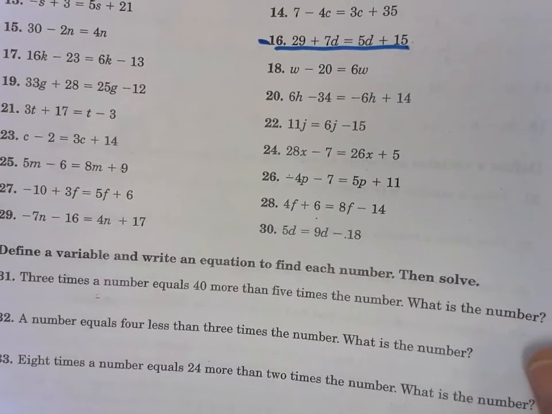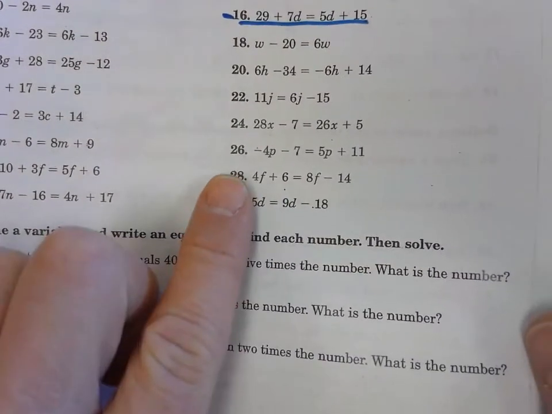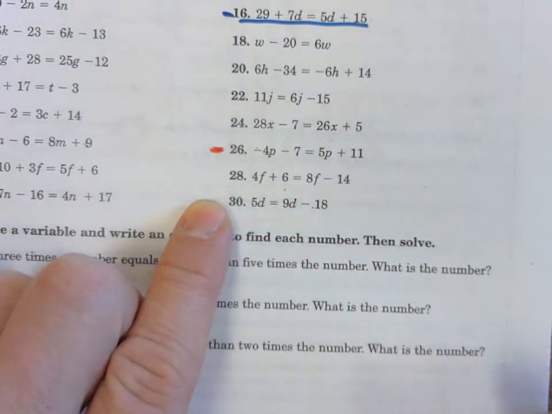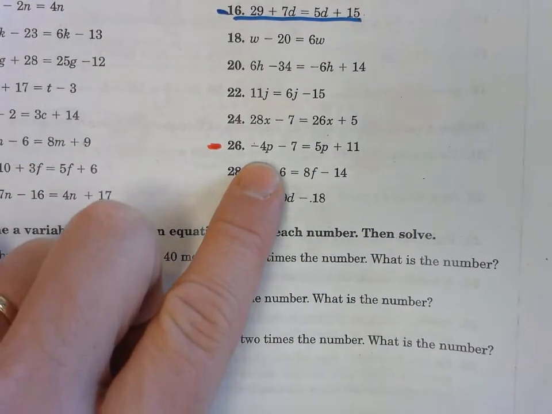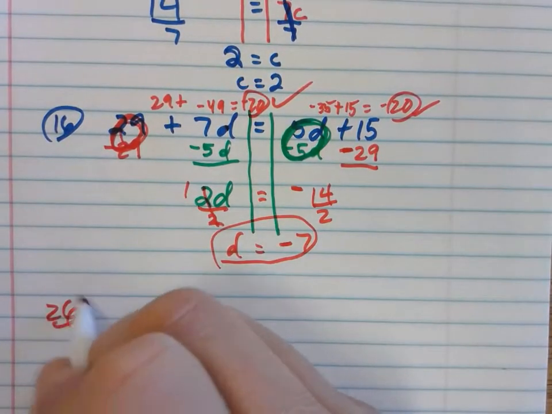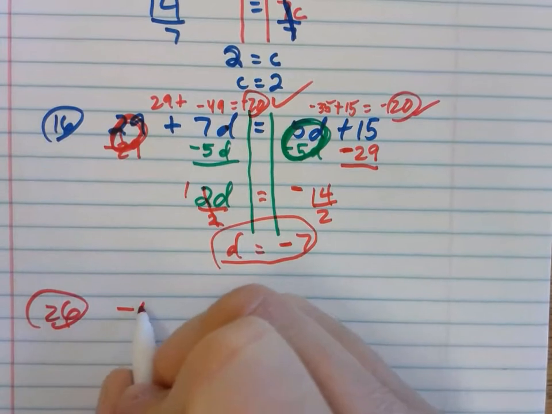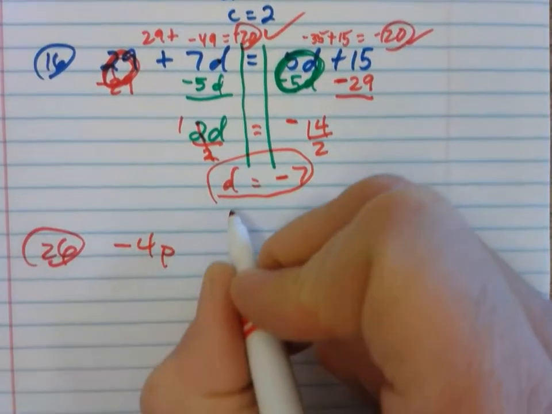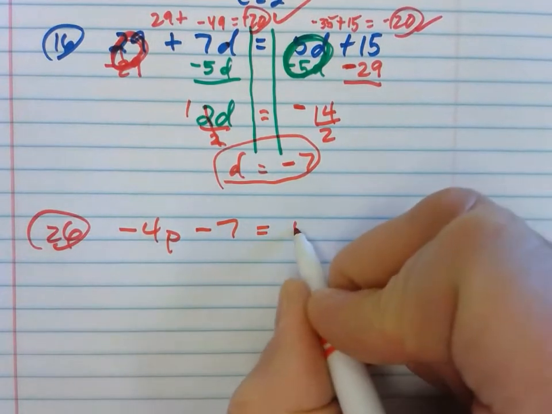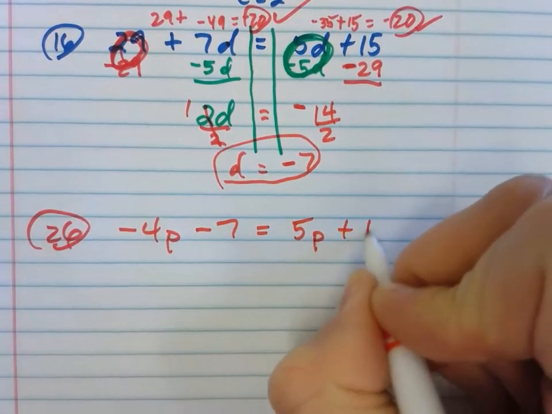Alright, let's get back to work here now. We hadn't done too many that had some negatives in them, so let's come down here and do one of these that's got a little more negative action in it. So let's come right here to number 26. Alright, 26 is the one that's got negative 4p minus 7. We're going to do that one. So 26: negative 4p subtract 7 equals 5p plus 11.